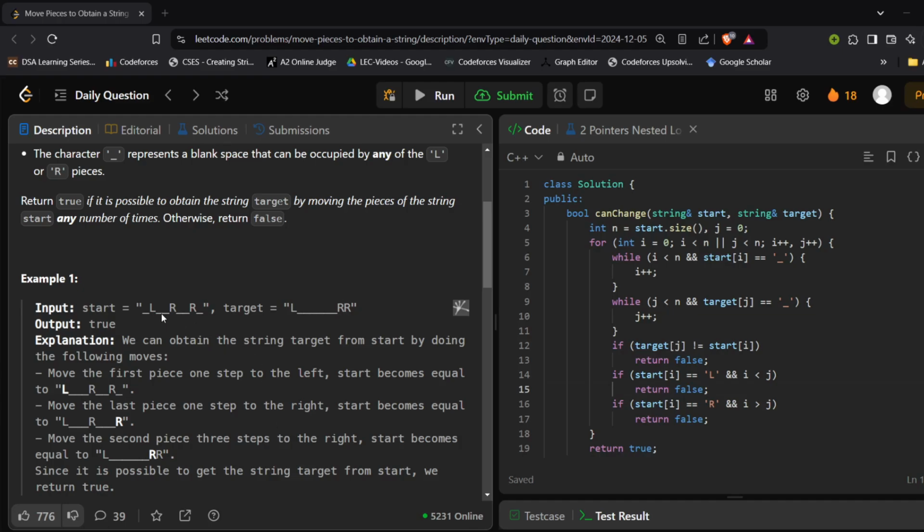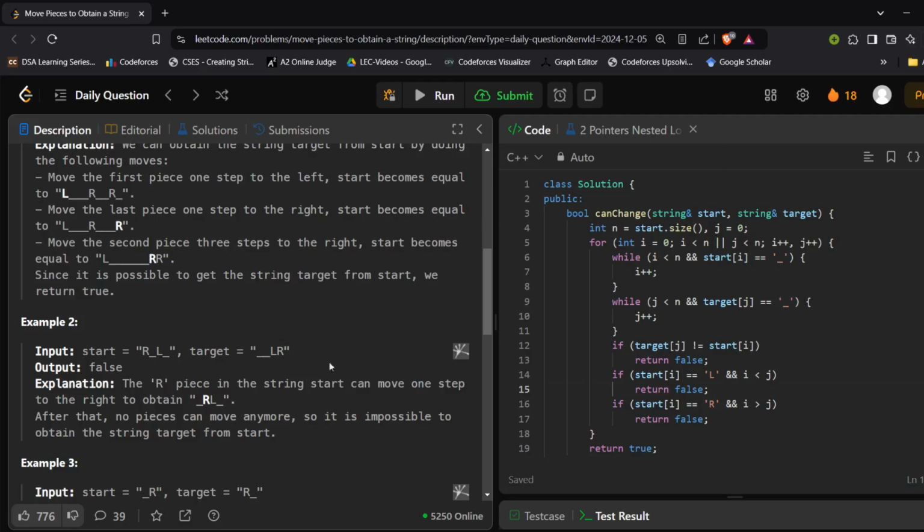So in this problem, we have L over here, and in target we see L is behind this position. So we can move L to the left hand side, and there is a space, so we can move it. So this will be true. Similarly, these two R's are at the right hand side. We can shift these two to the right hand side. Okay, that makes sense.